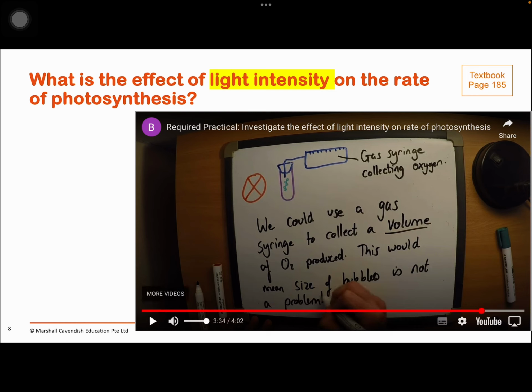So size of bubble is a source of error. So how do we overcome the source of error? We can use a gas syringe to collect the volume of oxygen produced, so we can collect quantitative data, numbers, to show the relationship between the varying light intensity and the rate of photosynthesis.